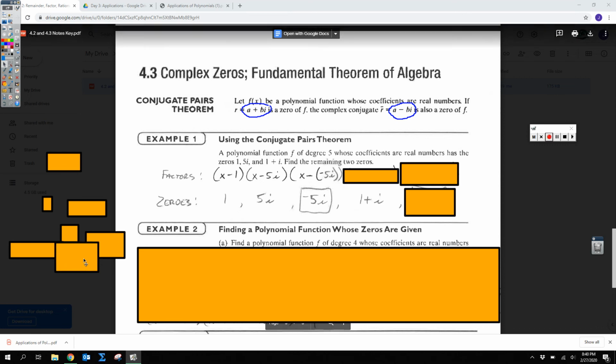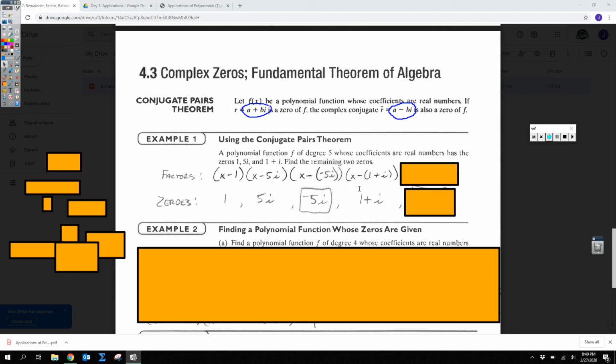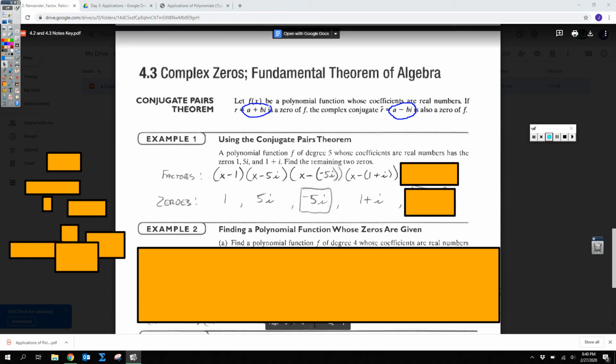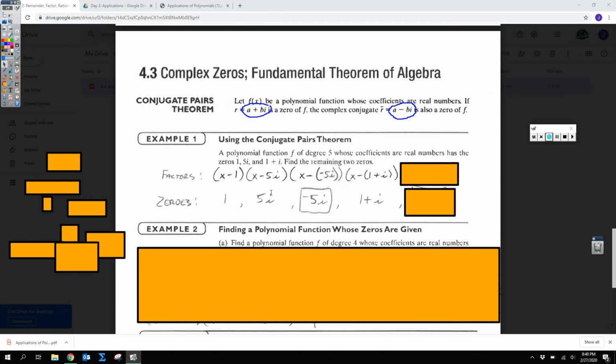So 1 plus i is a 0, so we can say x minus (1 plus i). And make sure we put in parentheses, like we did with the negative 5i. Once again, if you wanted to go ahead and distribute your negative, that's fine, but just for display purposes, it makes it easier to see that 1 plus i can be written in parentheses like this with a minus in front when we start kind of listing your factors.